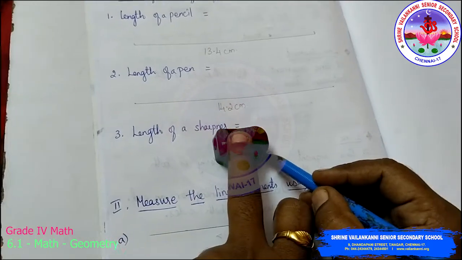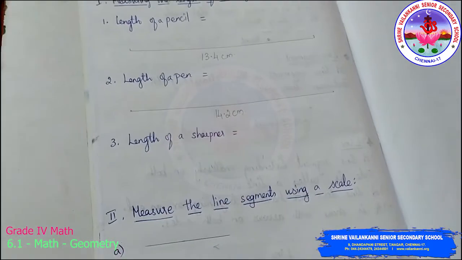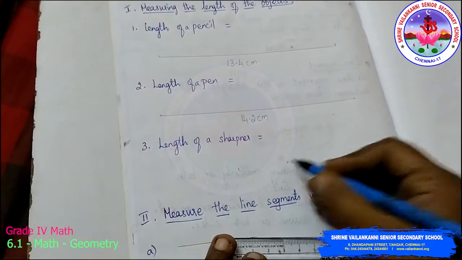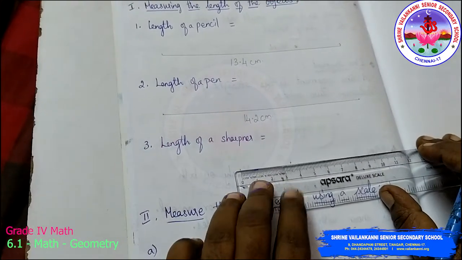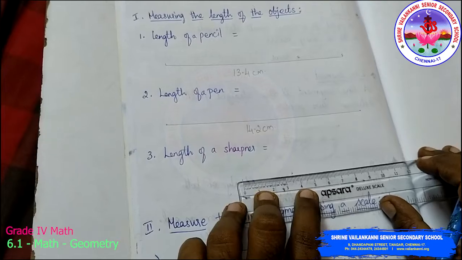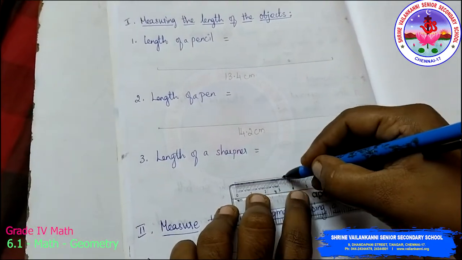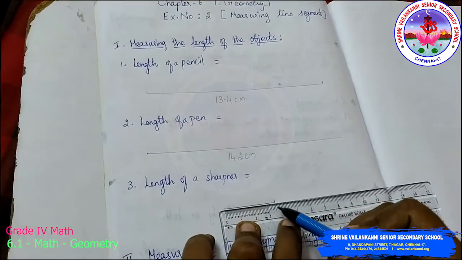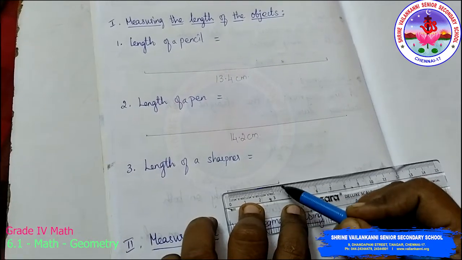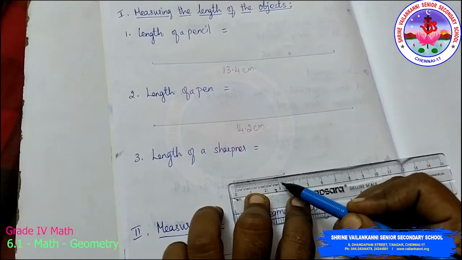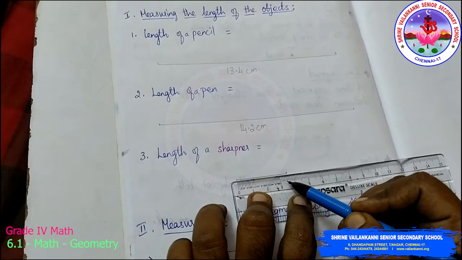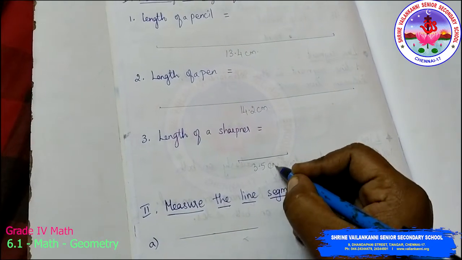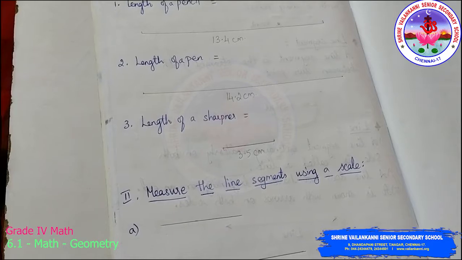Placing it, mark the point. So this is the point, 0 and the ending point. Join them. After drawing the line, 3, 4. Between 3 and 4 the ending point is lying. So after 3, 3.1, 3.2, 3.3, 3.4 and 3.5. Exactly it is 3.5 centimeter. The sharpener length is 3.5 centimeter.